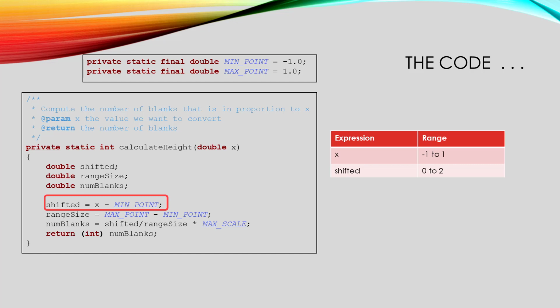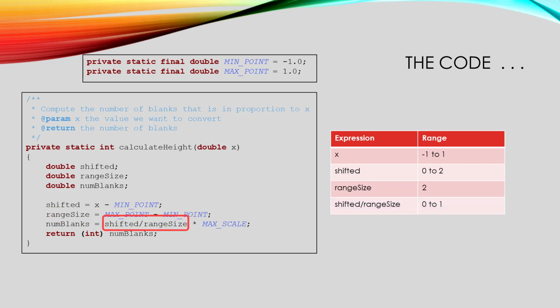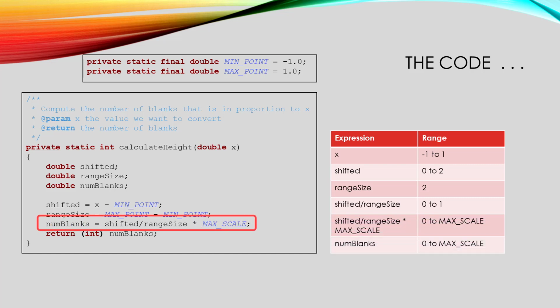In order to narrow the range to be between 0 and 1, I want to divide by the width of the range. That width is the maximum point minus the minimum point. So, if we divide shifted by the range, we now have a value that is between 0 and 1. Multiply that by max scale, and we have a range of 0 to max scale. That's what we wanted, so return that.